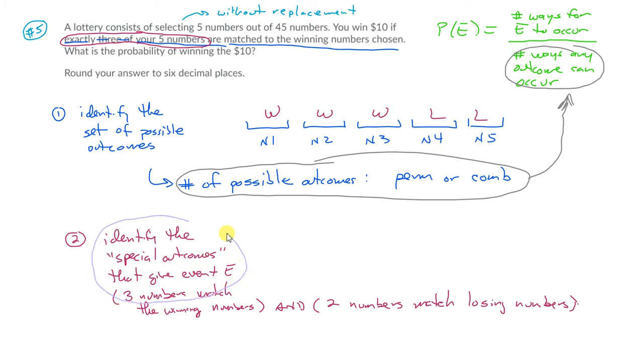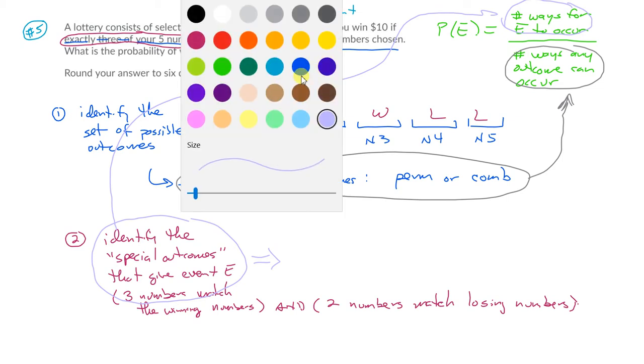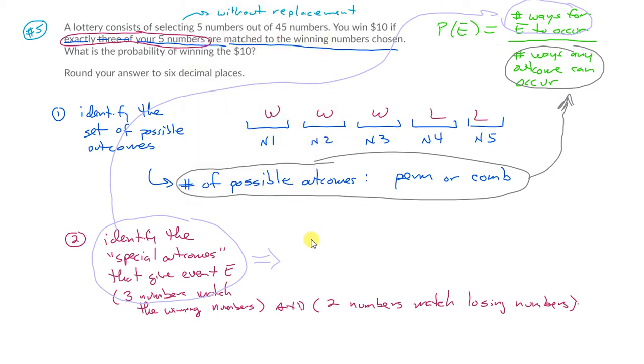the number of ways for this to happen, that is how many ways the event can occur. So that's my numerator of my probability expression. Okay, that's my numerator. Now, how many ways can this occur? Let's figure this out. Think about what we're doing here. We have to get 3 winners. Three winning numbers have to be chosen. In other words, 3 winning numbers out of the 5 in my outcome.